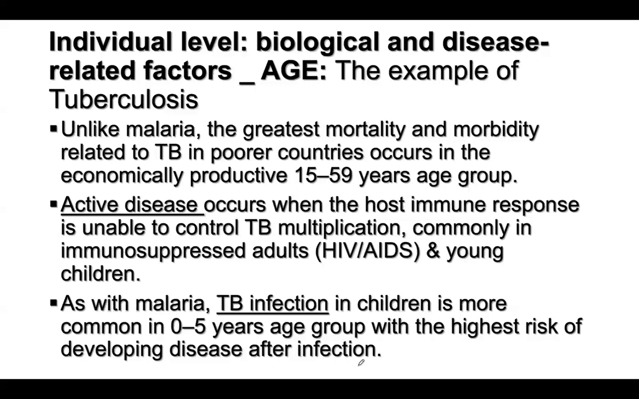Again, the same thing. If you talk about age, from the tuberculosis perspective, unlike malaria, the greatest mortality and morbidity related to TB in poorer countries occurs in the economically productive age group, 15 to 59 years. Why is this? Because these people are probably much more sexually active, and they will contract other diseases which are immunosuppressants like HIV, and then they can get lower immunity, and then TB becomes much easier because TB is an opportunistic infection. The same thing. So it depends on how you play around with different factors. You should look at how these get influenced.